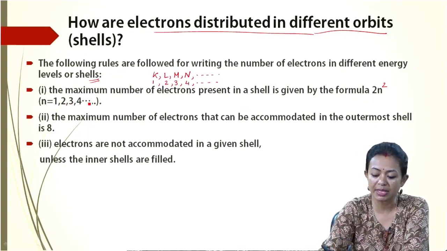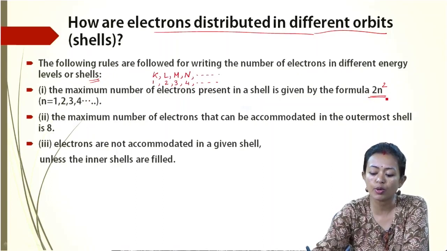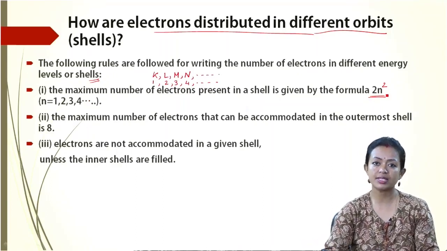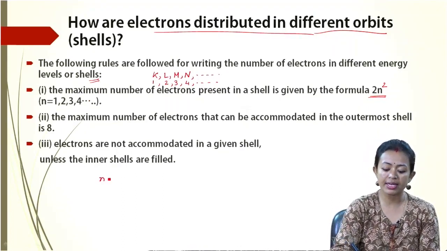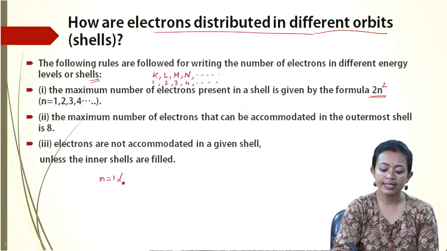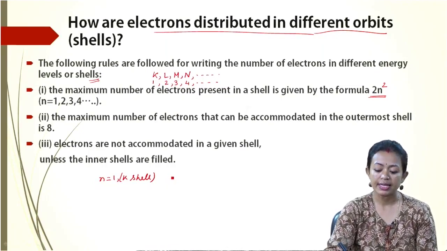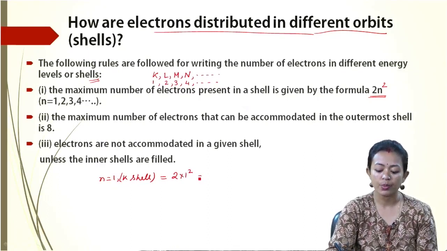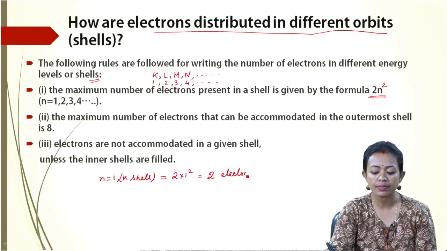Now here, what does it mean? If you want to find out the number of electrons in each of these shells, then it will follow this formula of 2n². Now let us see how many electrons would be there. Suppose your n is equal to 1, the first shell or the K shell. So in the K shell, the number of electrons would be 2, here n is equal to 1, so 2 into 1 square, which is equal to 2. So the first shell will have 2 electrons.